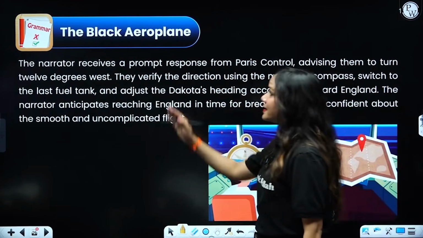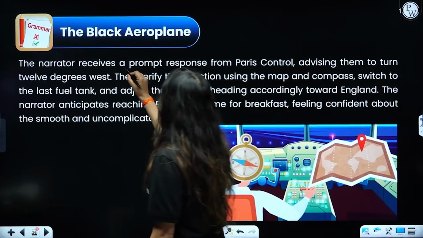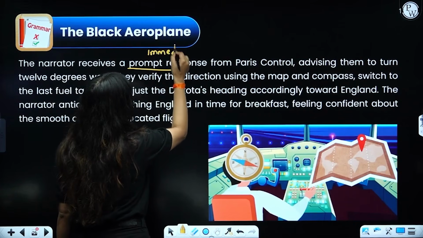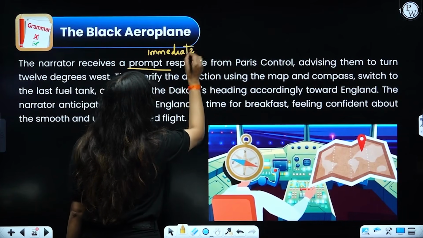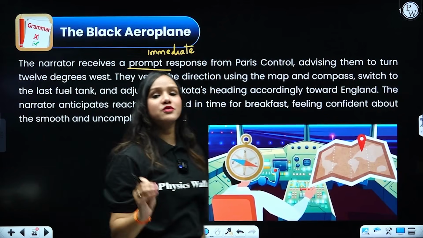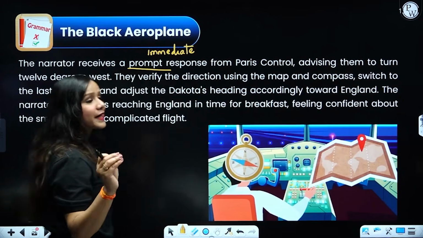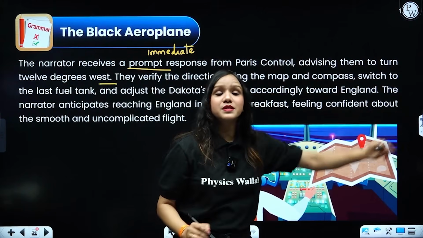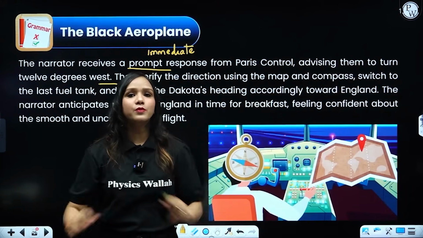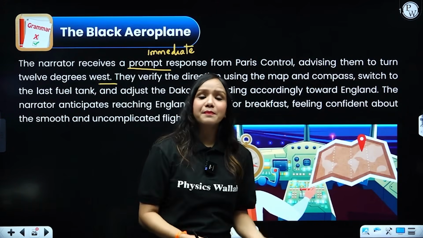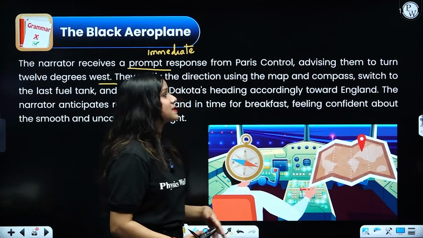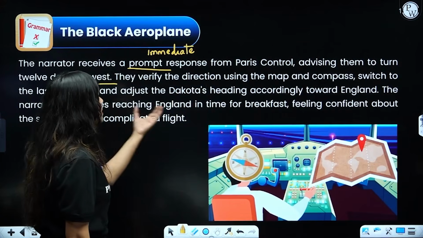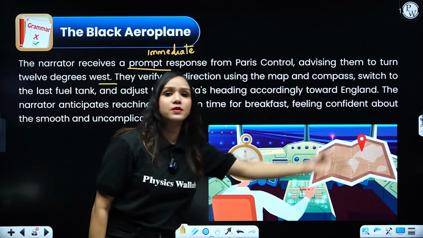So what happened then? Narrator receives the prompt response. Prompt response means immediate response from Paris control room, who instructed him to fly 12 degrees west, right? They verified the direction using the map and the compass, which later on stopped working, right? His map, his compass, his radio and all other equipments inside the plane. So he switched to the last fuel tank, the second one, you may call it, and adjusted the Dakota's heading accordingly towards England.